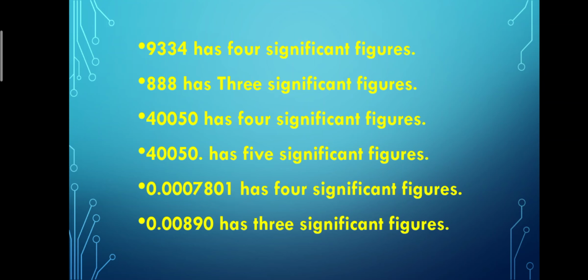Similarly, 0.00890 has three significant figures because these leading zeros are not significant and these 890 are significant because, due to this decimal, this zero is counted as a significant figure. So 0.00890 has three significant figures.